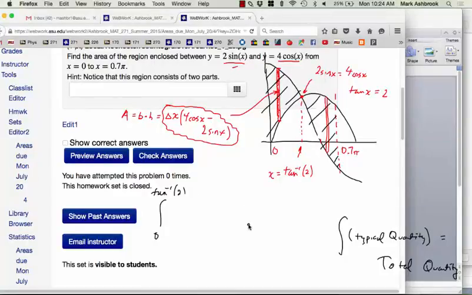Arctangent 2, I'm summing up a bunch of rectangle areas. Each one of those rectangle areas is this: 4 cosine x minus 2 sine x. But now the base is just really, really thin. So instead of delta x, it's dx.